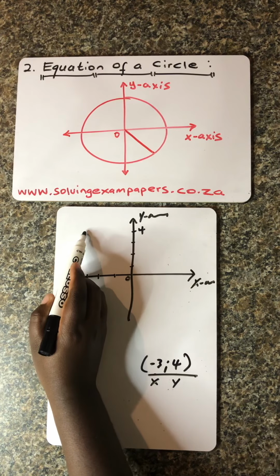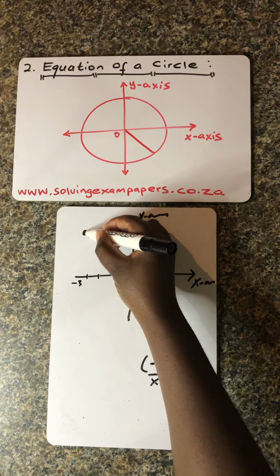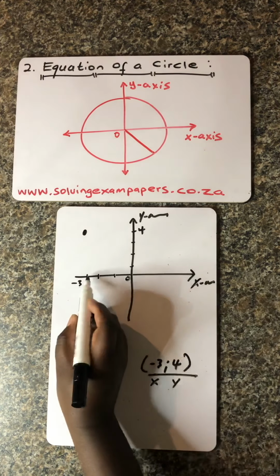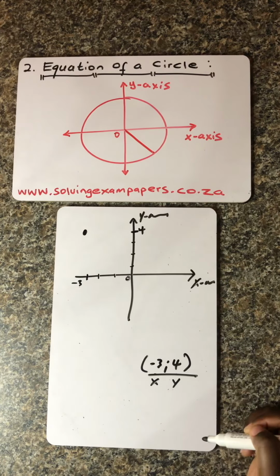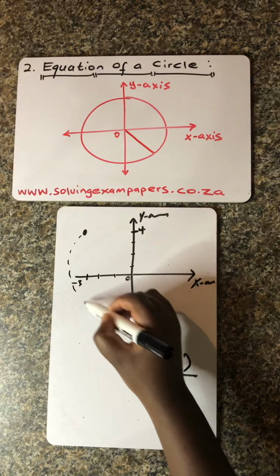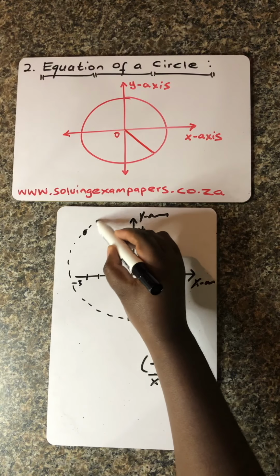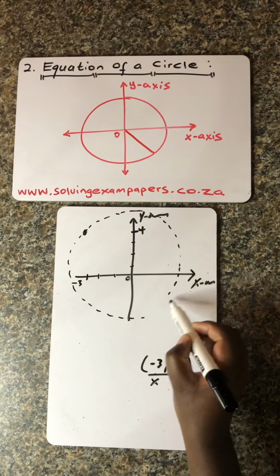It's somewhere there. Okay, so ladies and gentlemen, in this case, it doesn't mean our circle touches at that point and at that point. No, it means it passes through that point. So that means our circle has to be drawn such that it passes that point. Very, very much important, ladies and gentlemen.